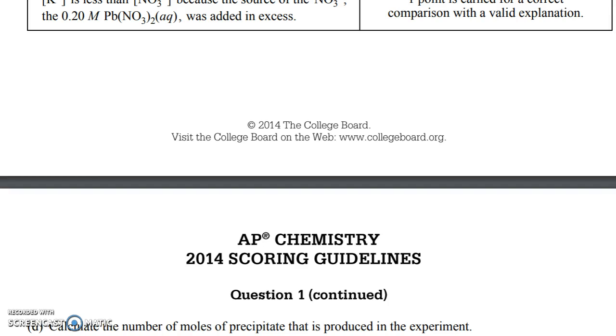Now, how would you calculate the number of moles of precipitate that's produced in the experiment? What would you do? What numbers? No, this is not quick math. This is where you have a calculator. Come on, John. Work with me. So what would you do? How would you find the moles of precipitate that's produced in this experiment?